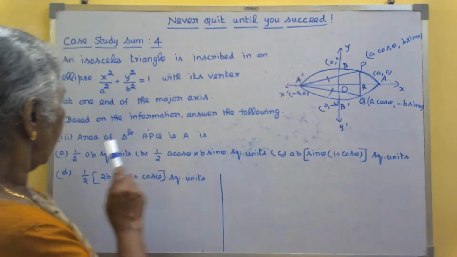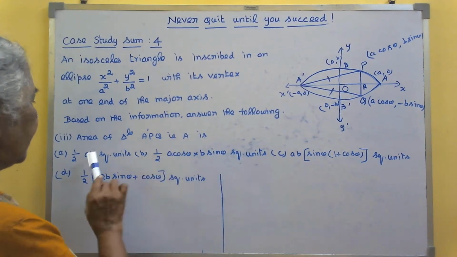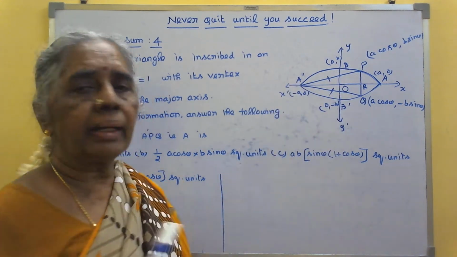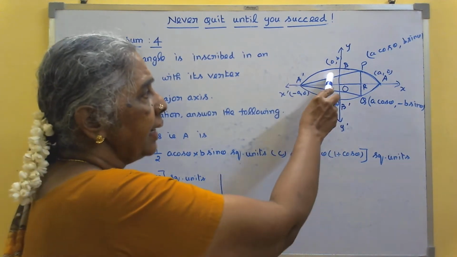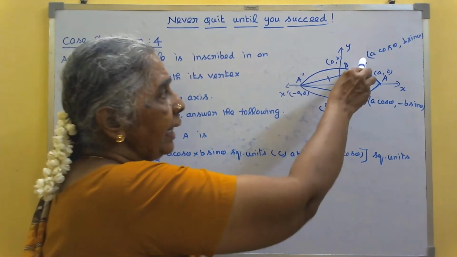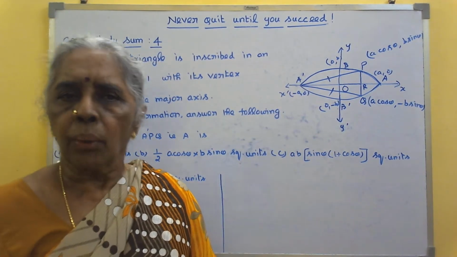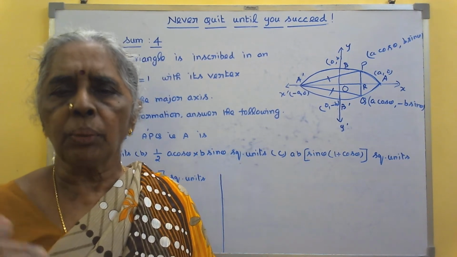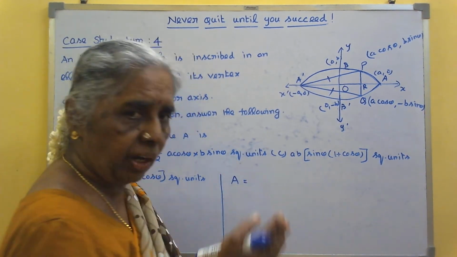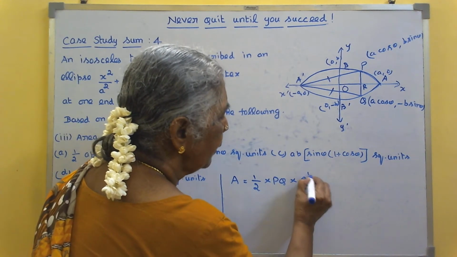Subdivision 3. The area of triangle A dash PQ, that is represented by capital A, they have given you 4 options. Now, if you consider the triangle A dash PQ, here this A dash P and A dash Q are the equal sides. They are isosceles. So now we can take this PQ as the base and this A dash R becomes the altitude of the triangle. You know, the area of any triangle is half into base into altitude. So now we will get capital A, which is the area of the triangle, is equal to half into PQ into A dash R.